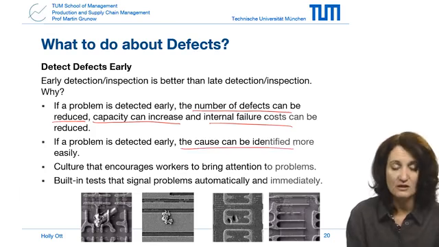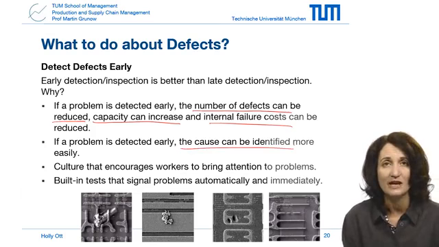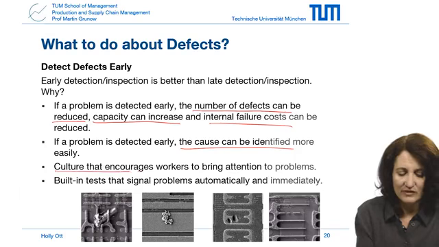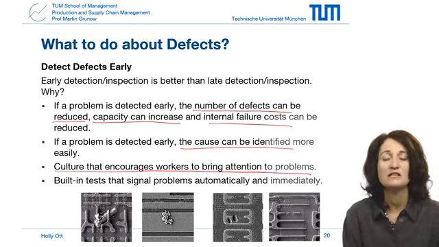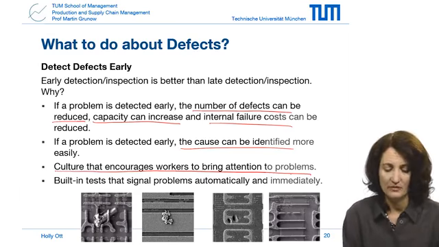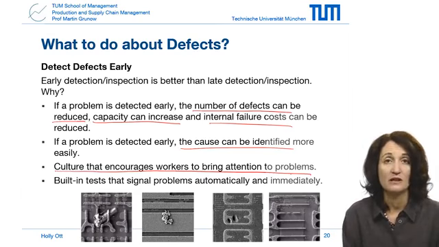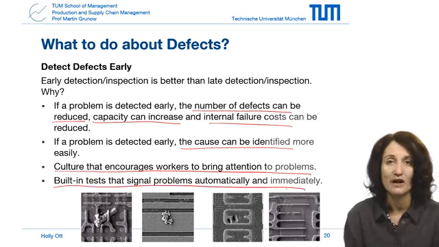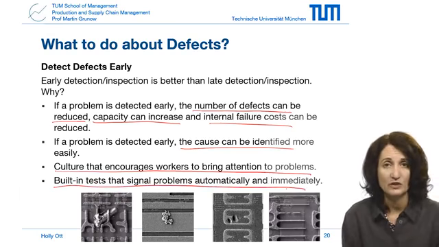That's what we just said. The cause hopefully can be identified. We don't have to look through the entire line. We've detected early so we can find the root cause. And as we said before, we then have this culture change. The idea that workers are involved to detect problems early, identifying problems, bringing attention to them, and being rewarded for that rather than having that considered as their problem. And you can design your process so that you have built-in tests, monitoring that can signal these problems quickly and automatically, and very importantly, immediately.